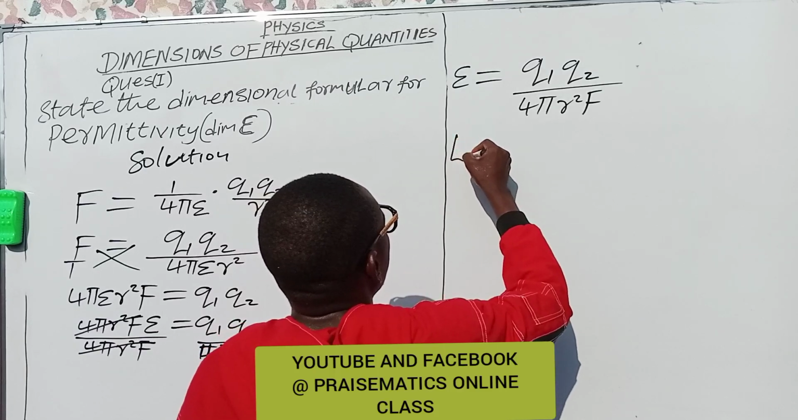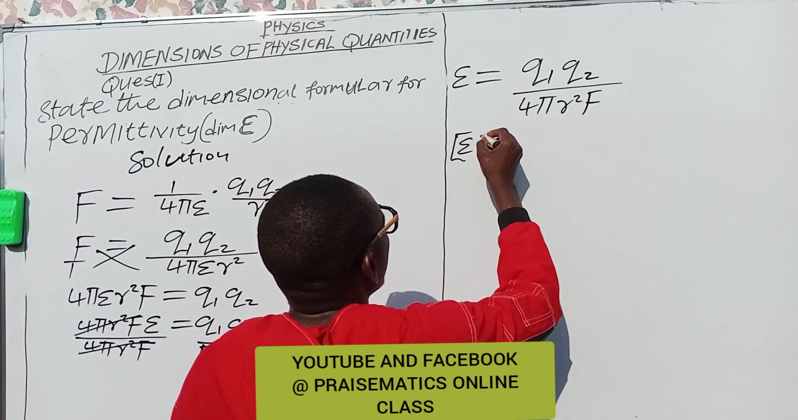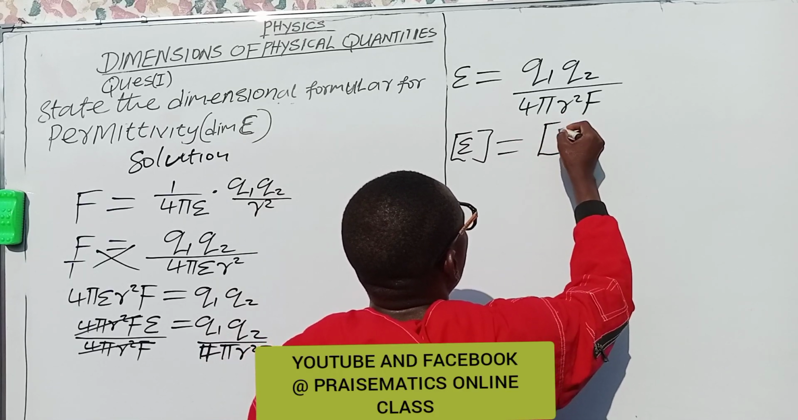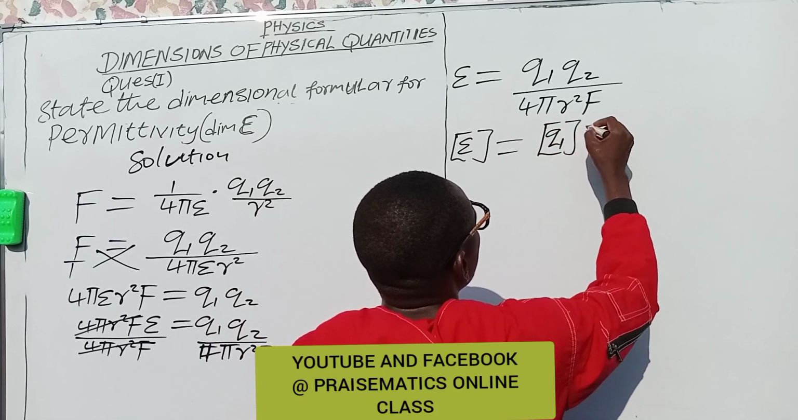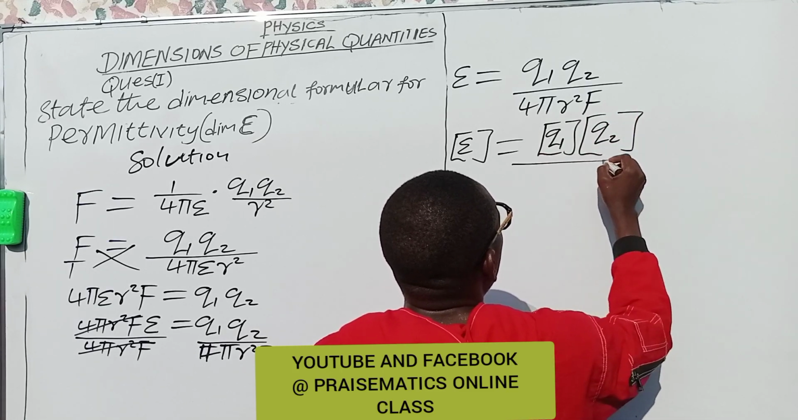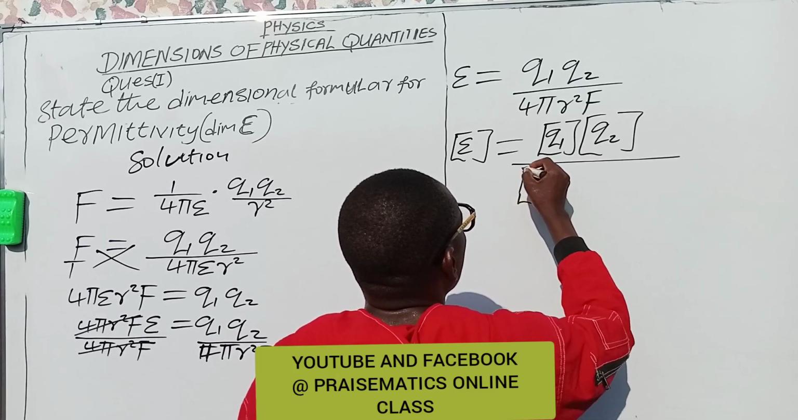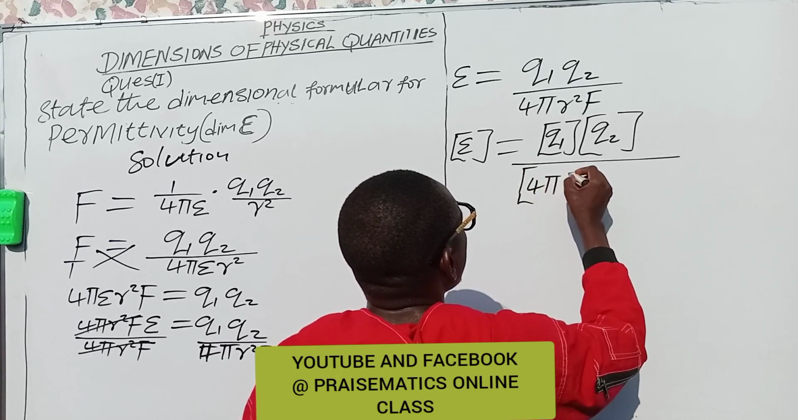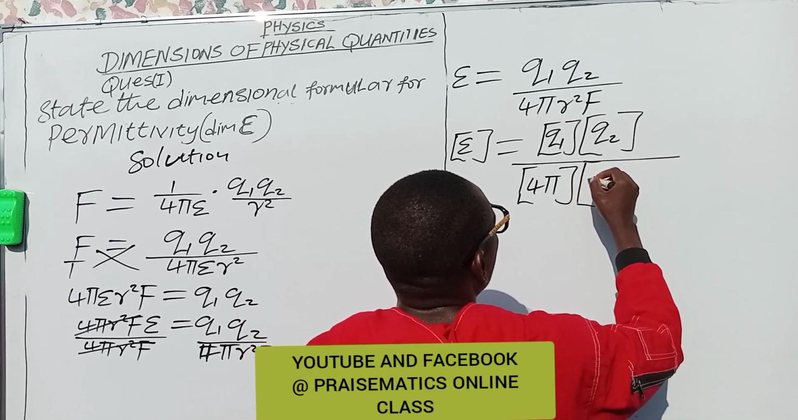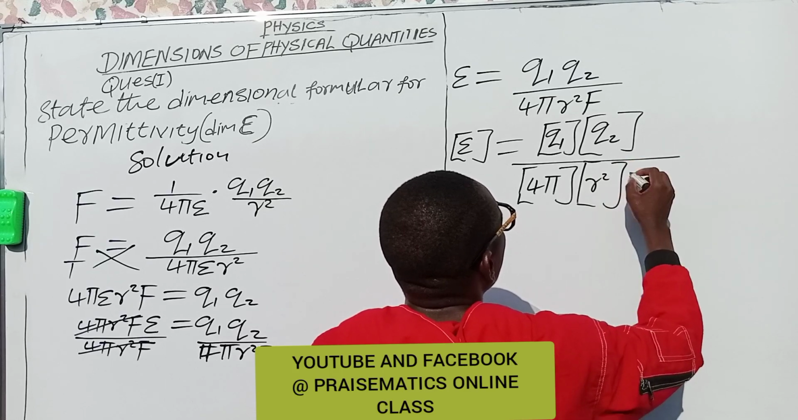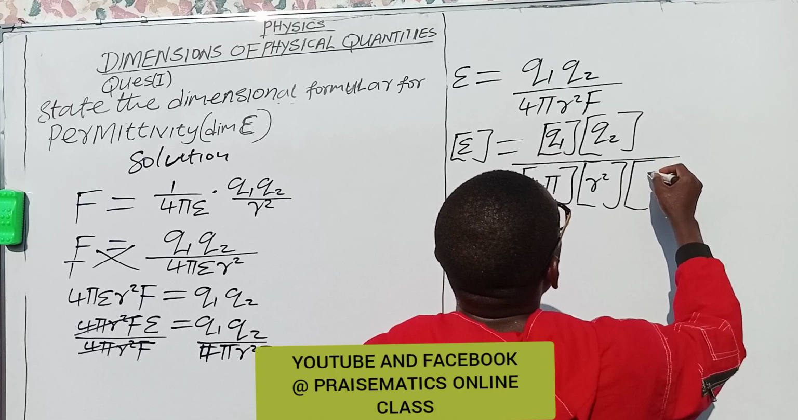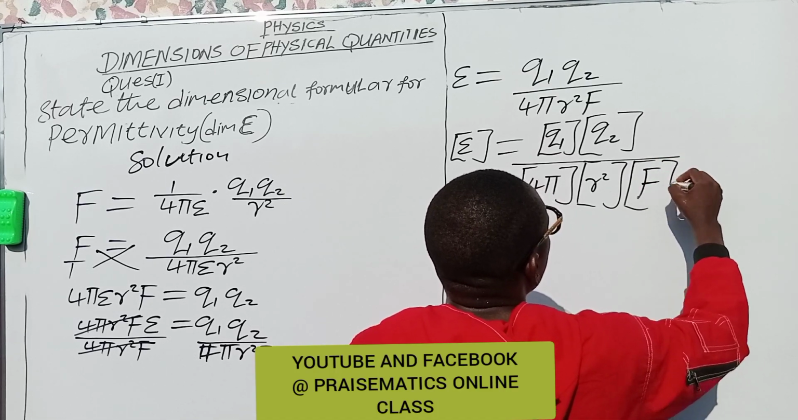Okay, so what do we do now? We want to find the dimension of permittivity, which will give us the dimension of Q1 multiplied by the dimension of Q2, all over the dimension of 4 pi, which is a constant, into the dimension of r square, into the dimension of force.